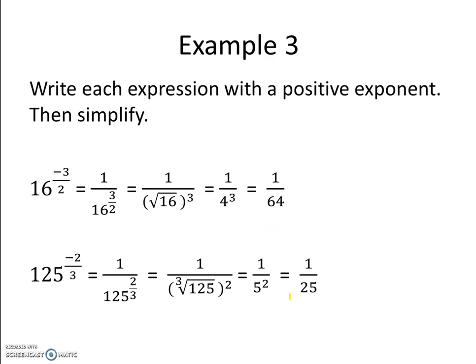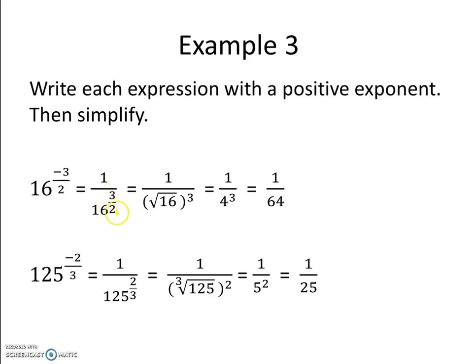On example 3 then, they're asking us to write each expression with a positive exponent and then simplify. So when we have negative exponents, we can think of that as the negative does not make our number negative, it simply puts it under 1. So now we have 1 divided by 16 to the 3/2.